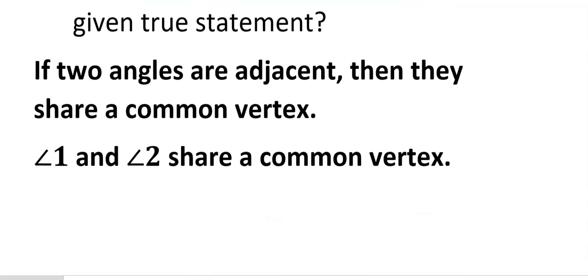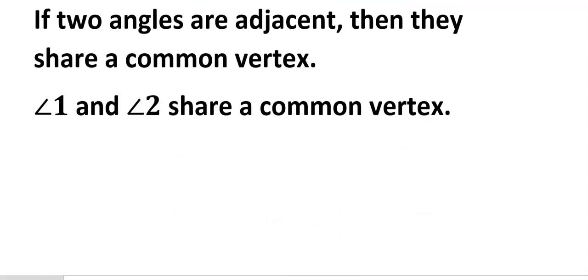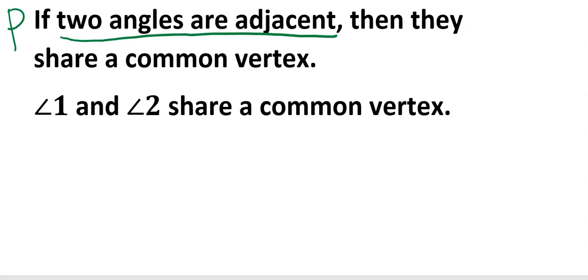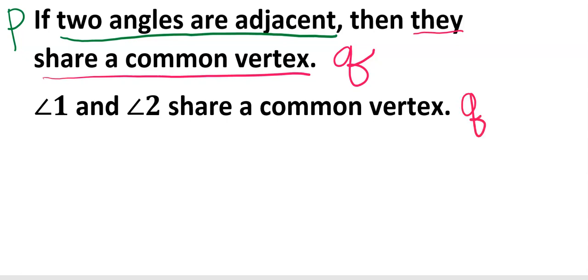What can you conclude from the given true statement? If two angles are adjacent, so two angles are adjacent is the P part, then they share a common vertex, that's the Q part. It says angles 1 and 2 share a common vertex. What part does that correspond to, P or Q? Q. Is that in the correct order?